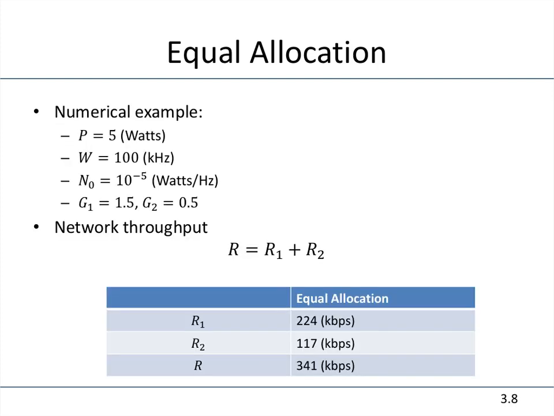So if we use the same power, and if we assume that P is 5 watts, we can use 2.5 each. If we have gain 1 equals 1.5 and gain 2 equals 0.5, if we do a small substitution here, we get R1 equals 224 and R2 equals 117, in which case this is the total rate that we get. Is this maximum or not? At this point, we don't know, right?